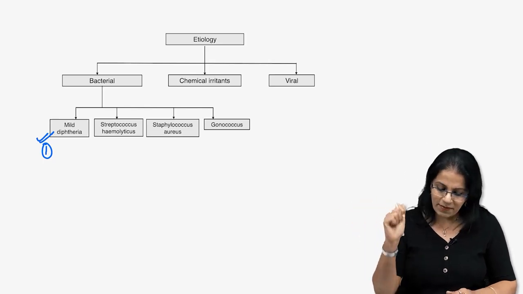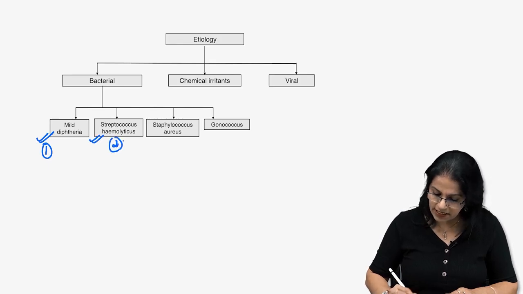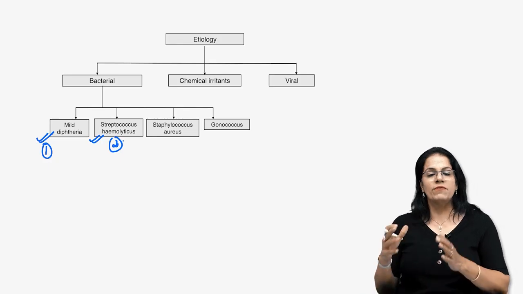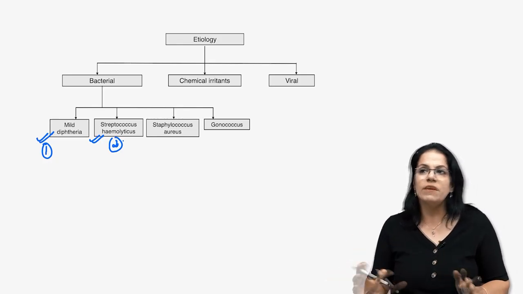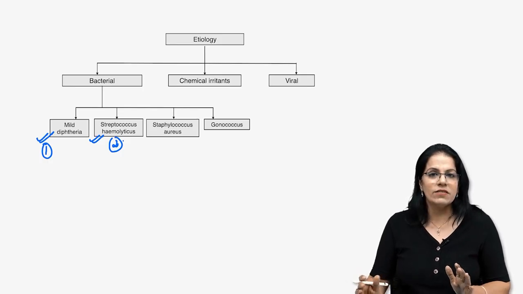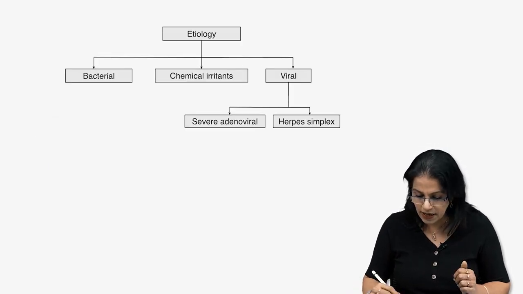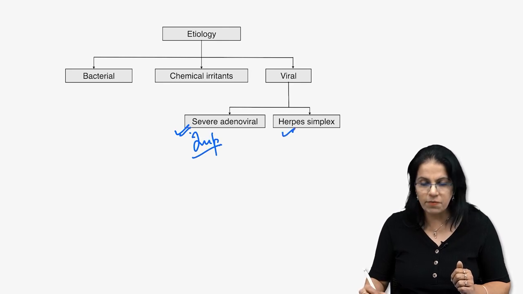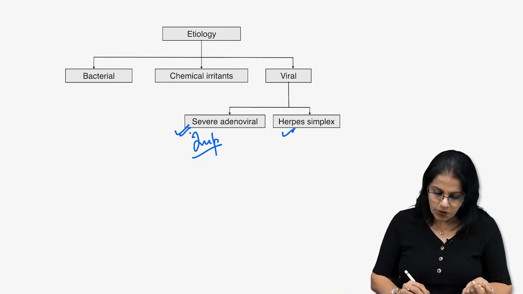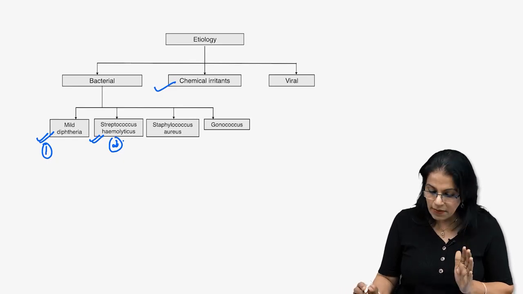So, mild diphtheria, very important. Which bacteria? Streptococcus hemolyticus. These two you have to remember. Then of course Staph aureus and gonococcus, but the first two are very important. We come to the next, viral causes. Very important is severe adenoviral infection, or it can be herpes simplex. And of course, we can't forget chemical irritants. So these are the main causes.